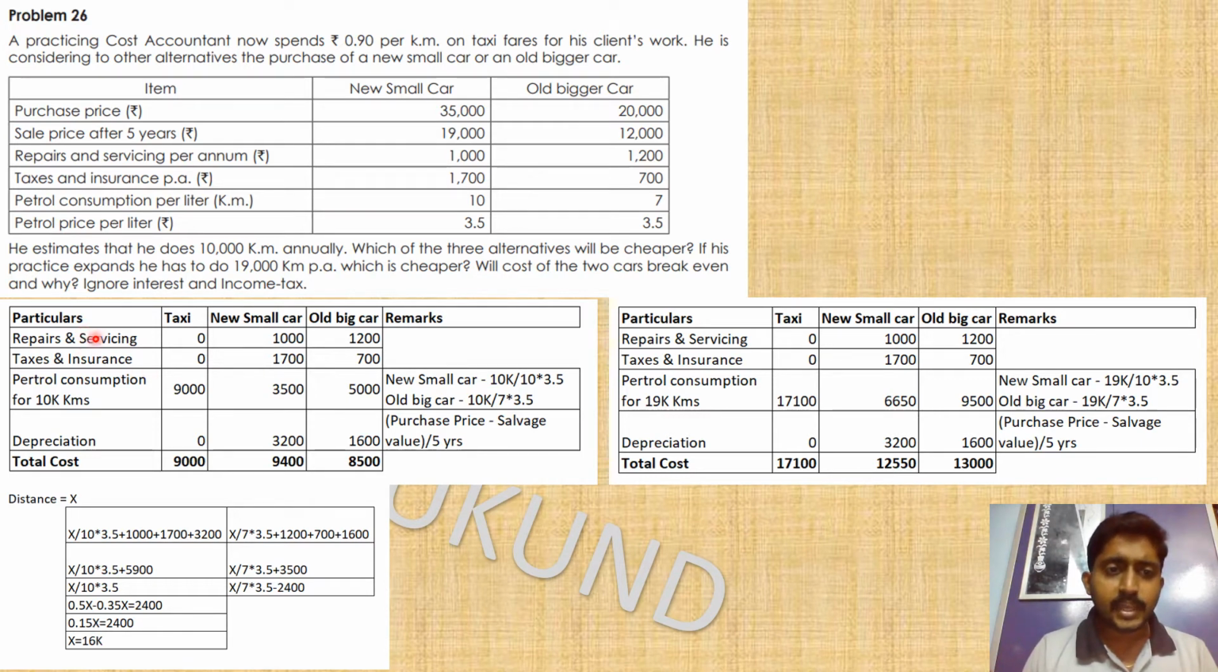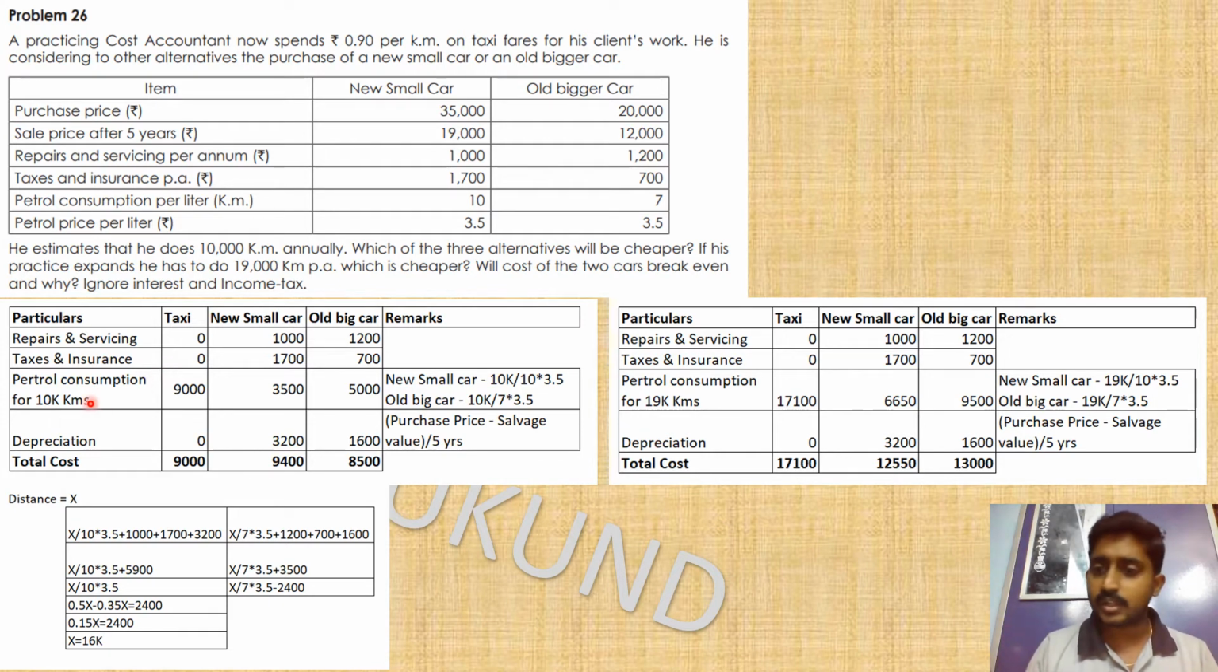So if we take the repair and servicing, for the taxi we are not going to spend anything for the repairs and service. So for the taxi, it is 0. For repairs and service, for the new small car it is given in the question, and also for the old bigger car it is given in the question, 1,000 rupees and 1,200 rupees per annum. Next, taxes and insurance, that is also given, 1,700 and 700. And for the taxi, of course, we are not going to spend this. Maybe the owner of the taxi will be spending that amount.